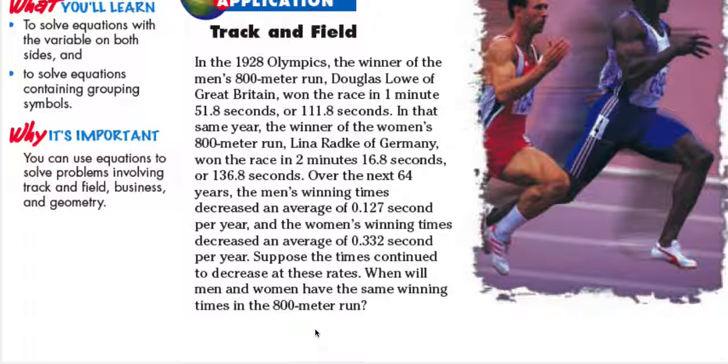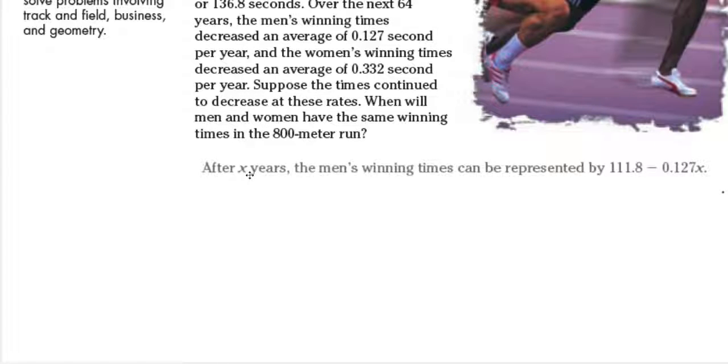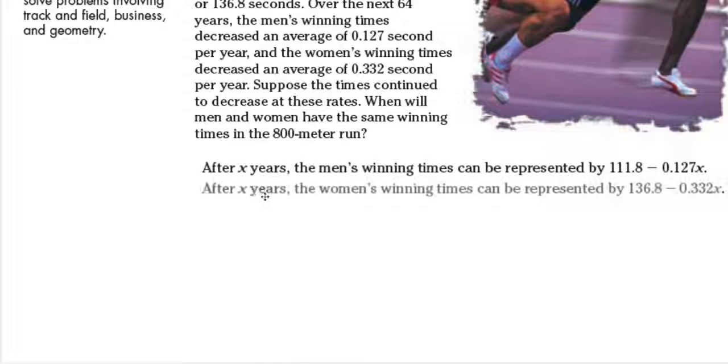Okay, let's see how we can solve this problem. Let's first find out what we know. After x years, the men's winning times can be represented by 111.8 minus 0.127x. And after x years also, the women's winning times can be represented by 136.8 minus 0.332x. Remember, 0.127 is the decrease for the men's time, and 0.332 is the decrease for the women's.